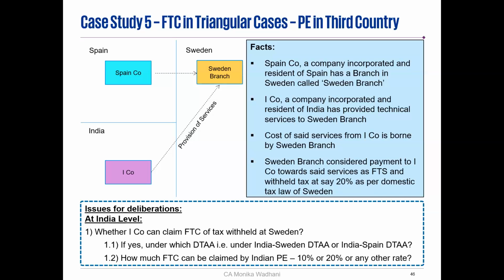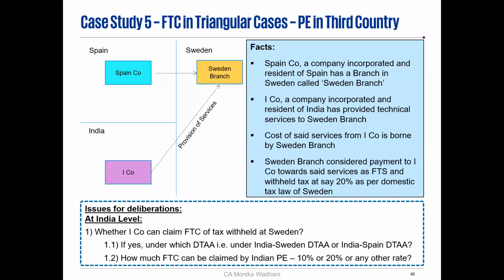And I have kept the same country example so that it is very clear why we are taking this position in this particular case. In the earlier case, there was an Indian branch of a Spain company and a third country, Sweden. Now here, suppose there is a Sweden branch of the Spain company and India is a third country, and India is providing FTS services to the Sweden branch of that Spain company and is receiving FTS income from that Sweden branch.